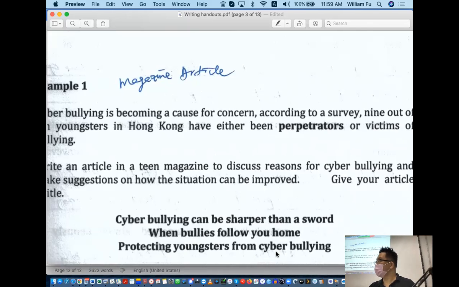Number 3. 1 or 2, which one is better? I think 2 is a bit more scary, but 1 is also good, sharper than the sword. Anyway, these are very good titles. Okay, in your writing, if you can come up with titles like this, that's really good. Remember, just like when I'm teaching you reading, the title should contain the gist. Okay, really condensed ideas of the whole passage.